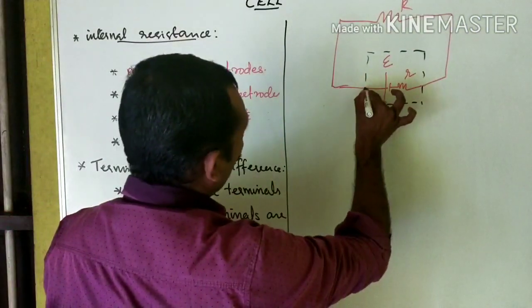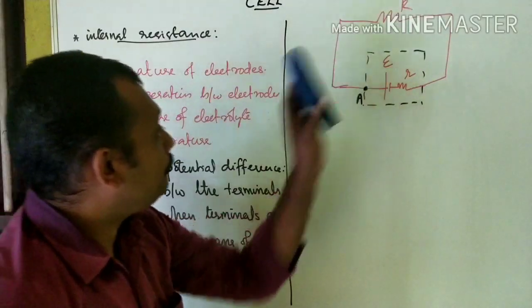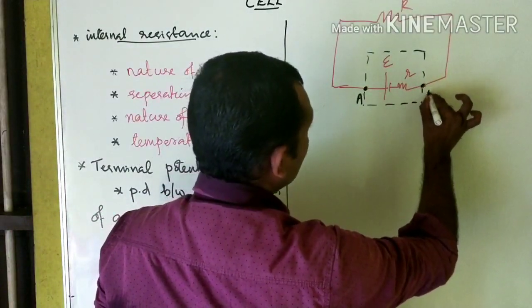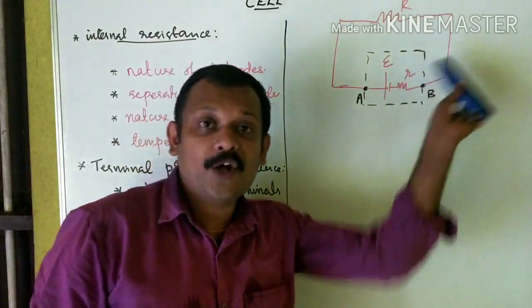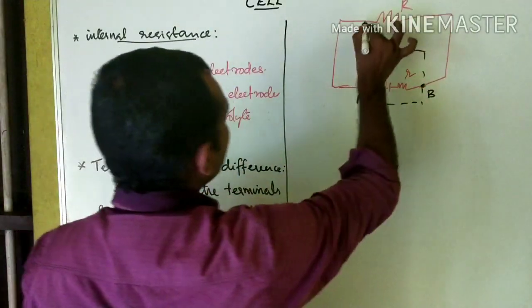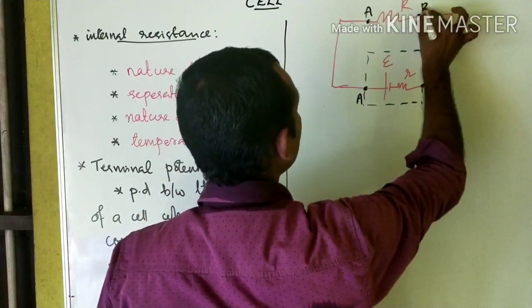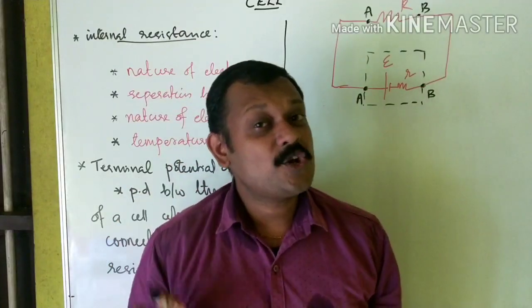Let me take this point as A. This is the positive terminal of the cell, right? Positive point A represents the positive terminal. Point B represents the negative terminal. Then I can say this point is also A and that point is B, right? Because they are joined by the same conductor. A conductor is an equipotential body.